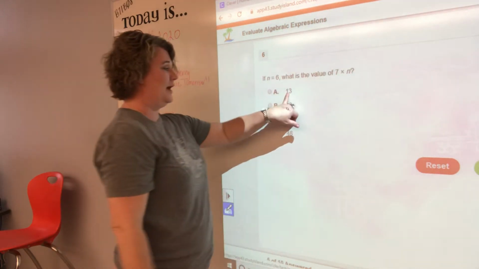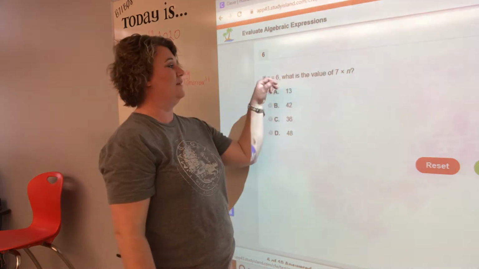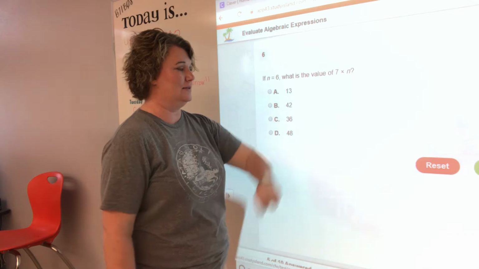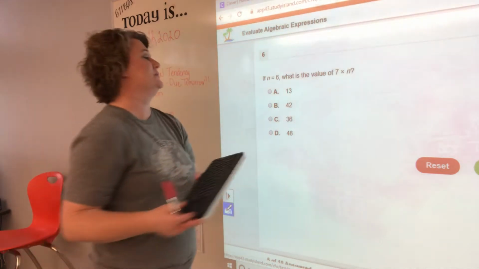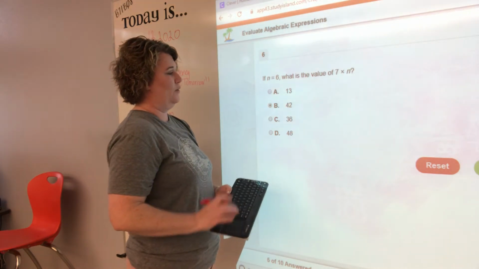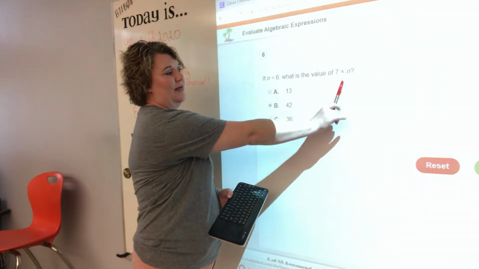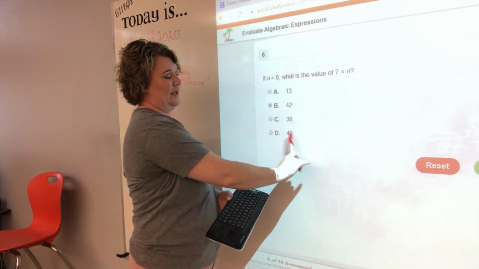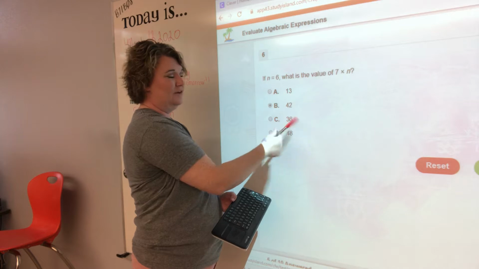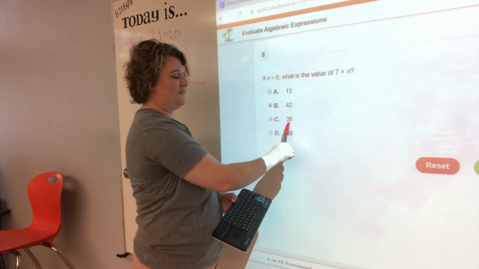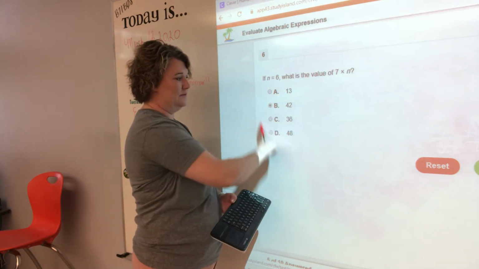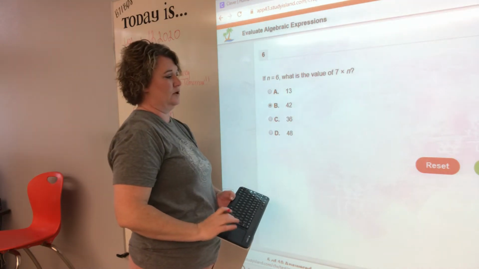So that's not 13. How would they have got 13 there? Oh, they would have added 7 and 6 to get 13. But that doesn't say add. That says multiply. So your answer has to be 42. How would they have got the answer of 48? 7 times what is 48? Nothing. 7 times 7 is 49. They couldn't have got the answer of 36 because 7 times 5 is 35. The only thing 7 times something in this list of answers is 7 times 6, that's 42.